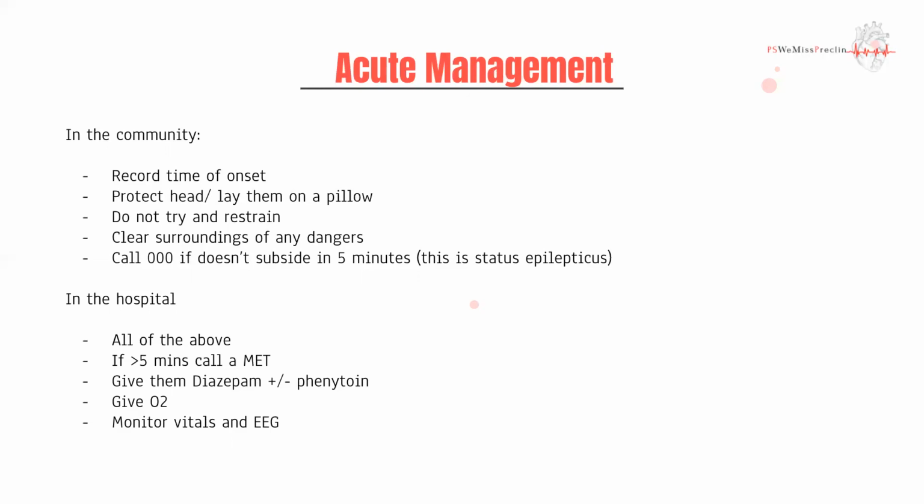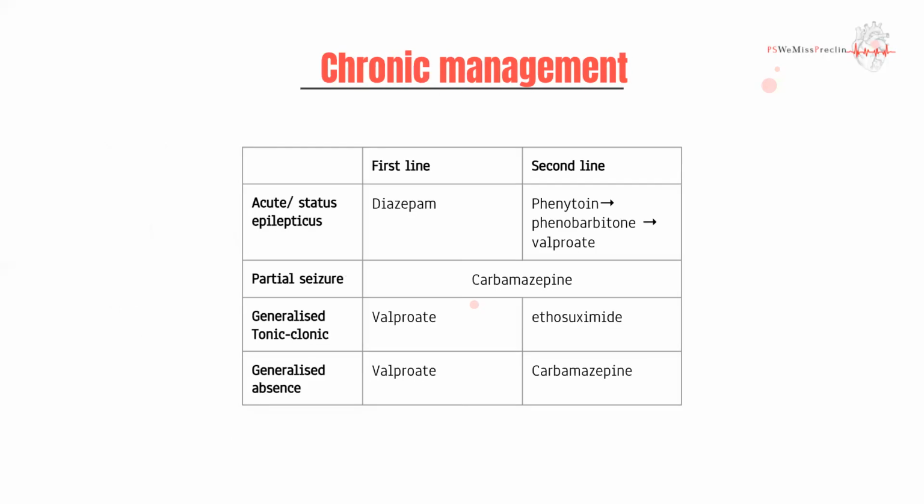In hospital, you'd pretty much do all of the same. If, again, it's more than 5 minutes, you'd call a medical emergency team or a med call. You give them diazepam or phenytoin as second line in the event of status epilepticus. Give them oxygen because they're not going to be breathing effectively, because one of the muscles affected is also going to be the diaphragm. And you monitor their vitals and EEG. An EEG might give us a good idea of what the seizure type actually is.